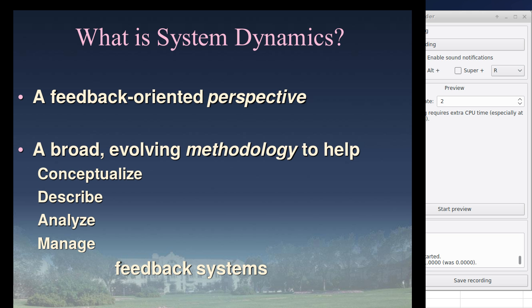Those are feedback processes. It also focuses on accumulation processes, processes by which things accumulate and decay over time. Accumulation of people, for example, in a state with diabetic end-stage renal disease, with flow in from diabetes and flow out due to death or transplant. But system dynamics, in addition to bringing this perspective on looking for feedbacks and accumulations and characterizing them, is a broad evolving methodology. And I emphasize evolving because it is evolving, that basically helps conceptualize complex systems, describe them in a very visual way. And this is absolutely central to its goals.